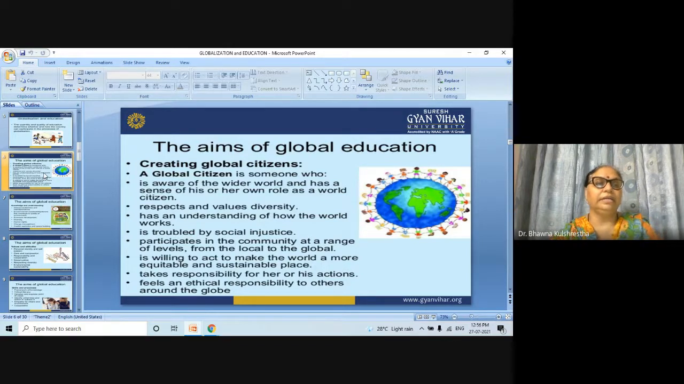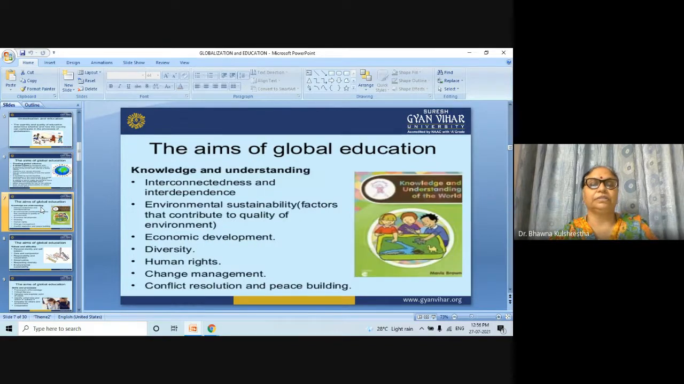The next aim of global education: knowledge and understanding. Interconnectedness and interdependence, environmental sustainability, factors that contribute to quality of environment and economic development, diversity, human rights, change management, and conflict resolution and peace building.